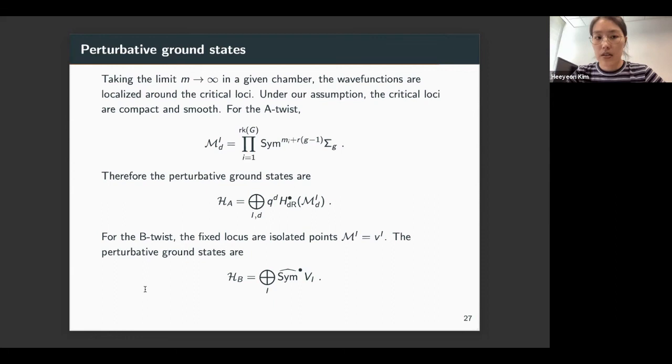For example, for the A twist, I mentioned that the critical loci are the product of symmetric products of the Riemann surface. You can check that the Hilbert space reduces to the de Rham cohomology of the fixed loci, which are now smooth and compact. For the B twist, the target space is the degree zero map, which is the Higgs branch itself, but the fixed loci are just isolated points. You can check that the perturbative ground states associated to this fixed locus are written as this expression here, some symmetric powers of a certain vector space V_i, where V_i is a vector space determined by the precise field contents of the theory that I'm not going to write down explicitly here. Okay.